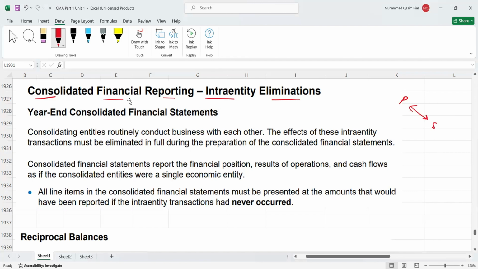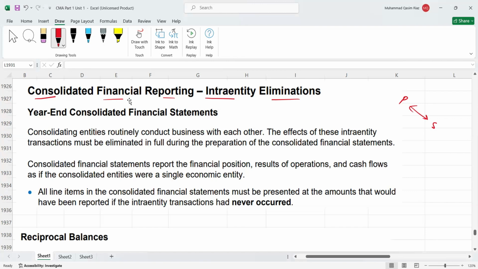So please remember here why we need to eliminate all intra-entity transactions, because we assume parent and subsidiary is one economic entity, right? And I cannot perform a transaction with myself, right? So if we assume parent and subsidiary is one economic entity, that is why we have to eliminate all intra-entity transactions, and we will assume that the intra-entity transaction had never occurred.